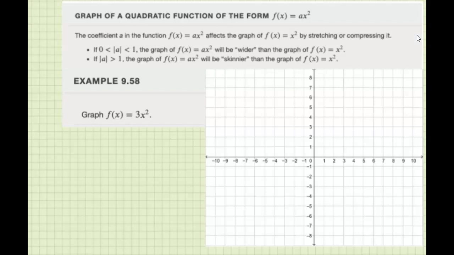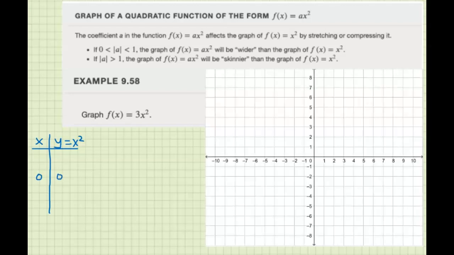Okay, so let's graph 3x squared. We're going to do the same as before. We're going to graph the basic y equals x squared and then see what happens to it. So we have 0, 0; 1 squared is 1; 2 squared is 4; negative 1 squared is 1; negative 2 squared is 4.